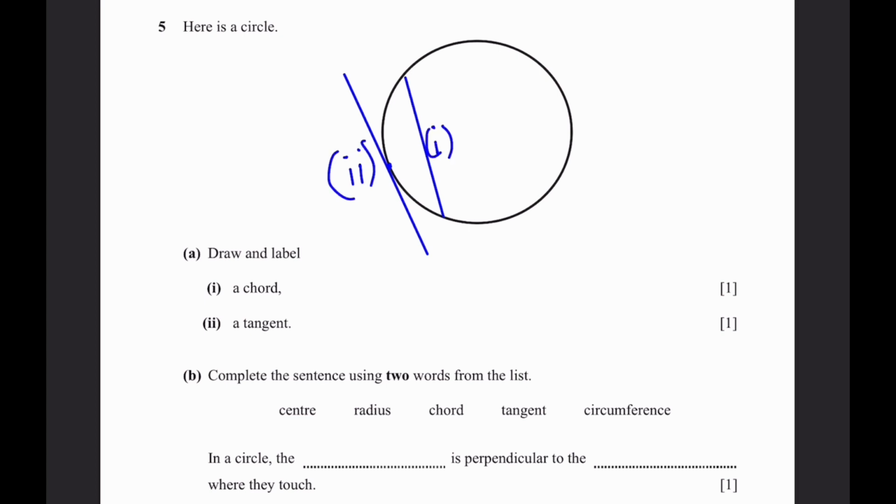B. Complete the sentence using 2 words from the list. In a circle, the dash is perpendicular to the dash when they touch. If you know circle geometry, this will be quite easy. The radius and tangent always meet at 90 degrees. So that means the radius is perpendicular to the tangent where they touch. You can actually swap these, it doesn't matter, but then you need to write these two.